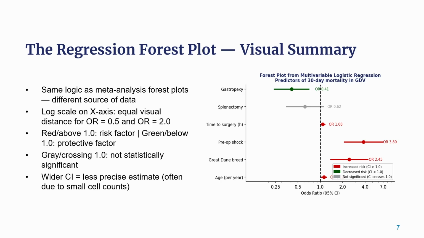Read this exactly as you read a meta-analysis forest plot. Color coding tells you direction and significance. CI width tells you precision. Pre-op shock has the widest confidence interval, still significant because even the lower bound is well above 1, but it reflects fewer events in some strata.